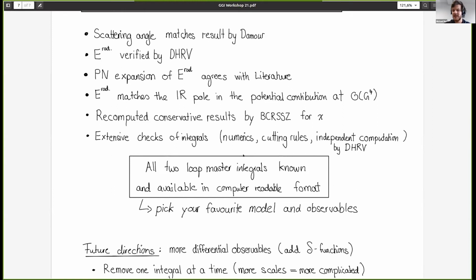The integrals themselves were very strongly checked. We performed numerics in all different regions, in Euclidean and scattering kinematics. The cutting rules, as I said, are an overcomplete set of relations, so we could check those. And the integrals were also independently computed by Di Vecchia, Heisenberg, Russo, and Veneziano.